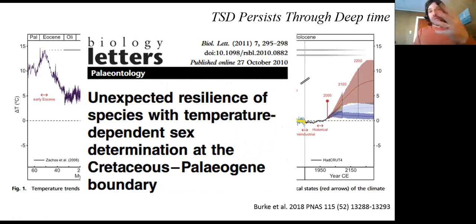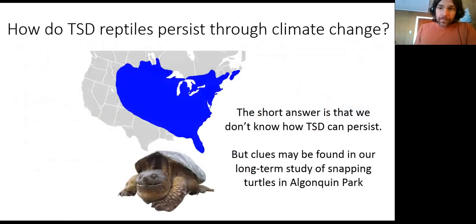They reconstructed ancestral states of various different species and inferred TSD versus not TSD, which was really interesting. But whether or not you believe it, the problem is still here, that we have this massive climatic fluctuation over time, and TSD species still persist. And so how do they persist? The short answer is we don't know.